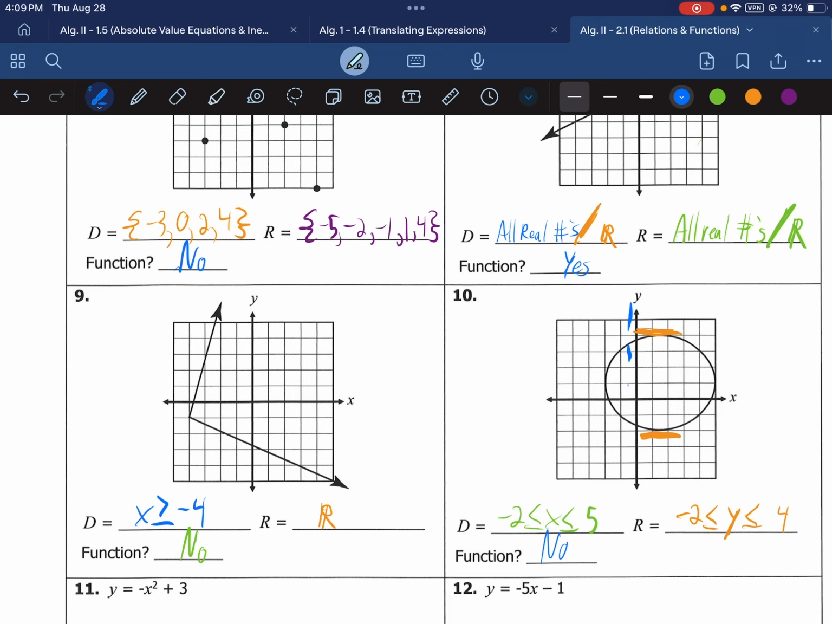No, because there's multiple vertical lines that would hit more than 1 point, and we only need one vertical line that hits multiple points for it to not be a function.